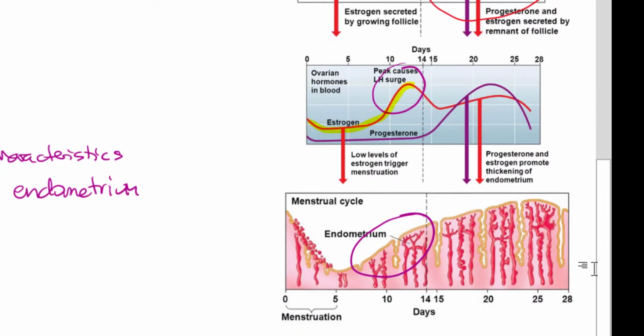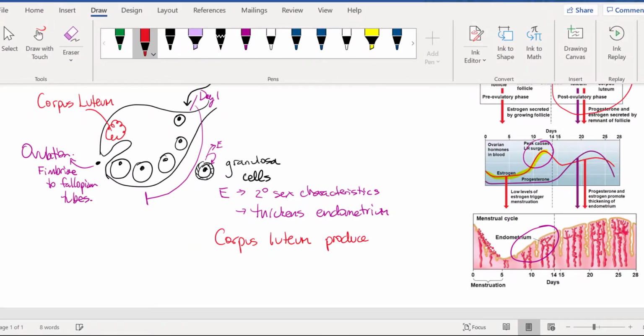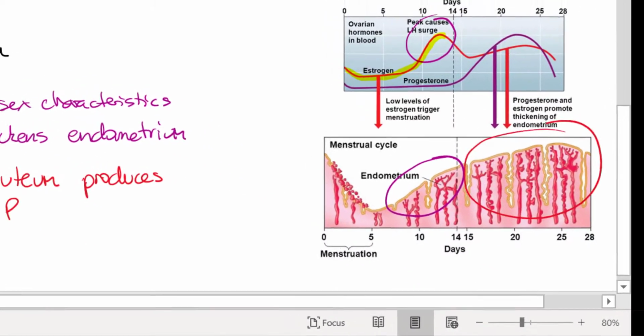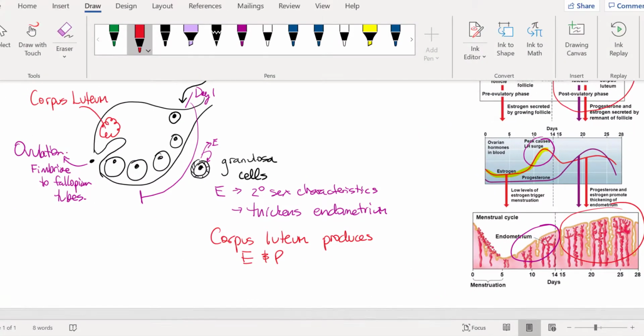So the corpus luteum produces estrogen and progesterone, and it helps build up the endometrial lining, as you can see over here. It builds it up even more. So we get a thickening of the endometrium. We also get increased vascularization, which means more blood vessels, and we also get increased mucosal secretions.